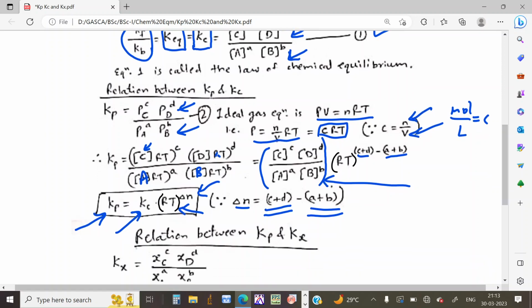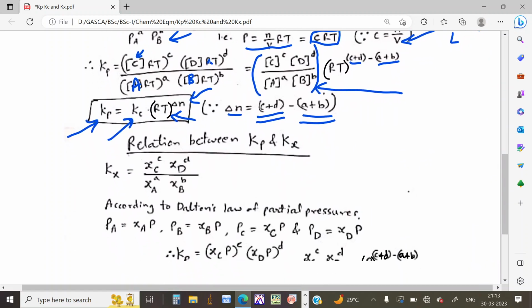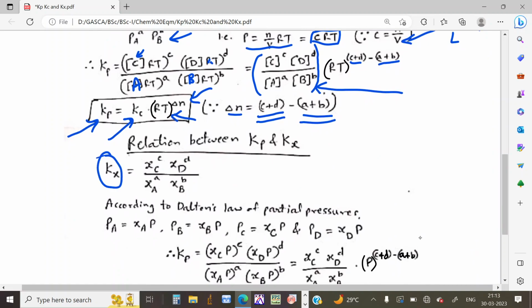Okay. Now the relationship between Kp and Kx. Now Kx is the equilibrium constant in terms of mole fraction. Replace all the concentration or partial pressure terms by mole fractions. So the equilibrium constant is equal to the product of products, maybe concentration of products or partial pressures of products or, here, mole fractions of products divided by mole fractions of reactants.